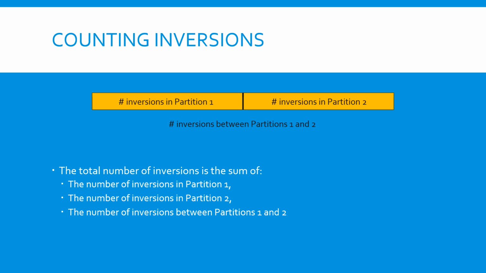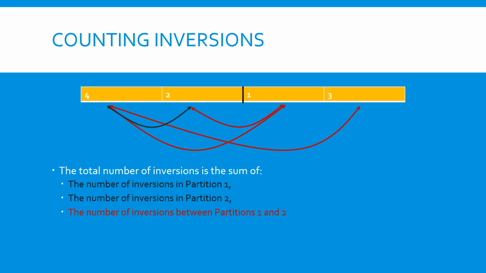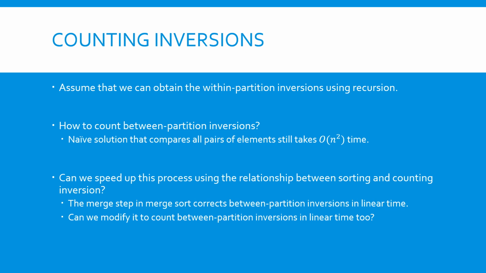For the merge step, we observe that the total number of inversions can be computed as the sum of the within partition inversions and the between partition inversions. In the example shown here, the within partition inversions are indicated in black, and the between partition inversions are indicated in red. You can verify that their sum is indeed the total number of inversions in the entire list. Now, can we obtain the within partition inversions? Yes, because we can count them using recursive calls. The challenge is how to count the between partition inversions.